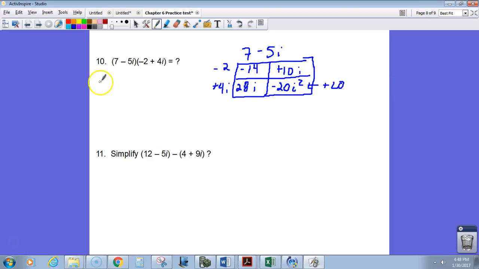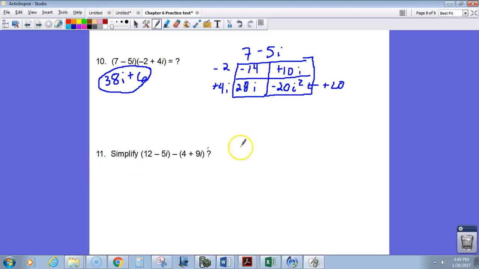So if we rewrite this, 10i and 28i is going to give us 38i. And negative 14 and positive 20 is just going to give us positive 6. Okay? So simplified, that's going to be our answer. And this i is imaginary, so we can't change it. It's 38 times the square root of negative 1.